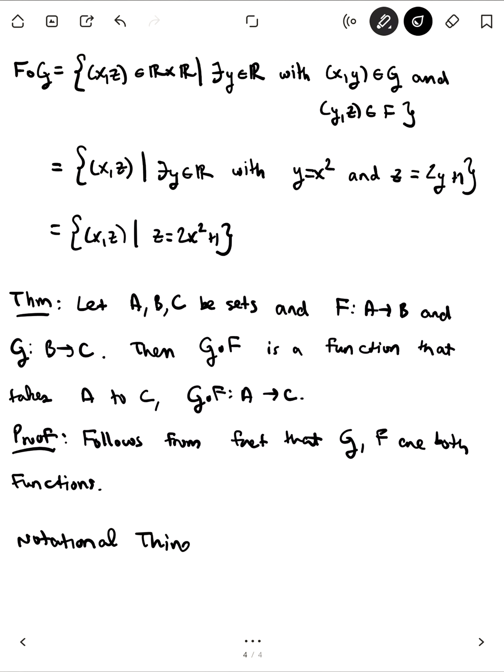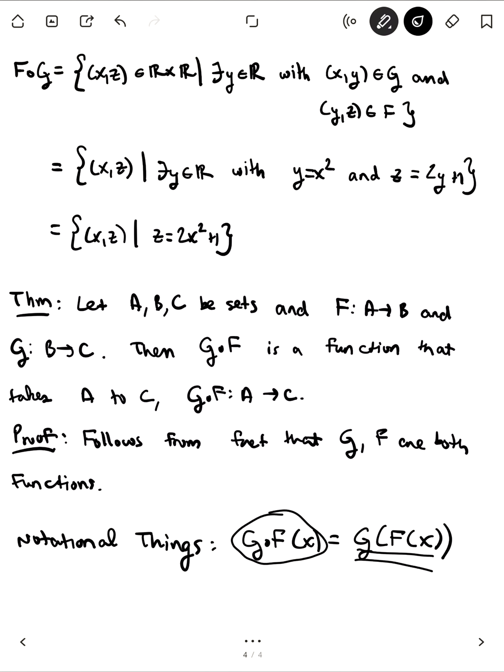Notational things. You can write g∘f of x as g of f of x. So f is mapping x into some point in the domain of g, and then g takes that number and produces some other number. If you're tired of this g∘f type of notation, you can always make it really clear what's being applied first to the arguments on the way inside.